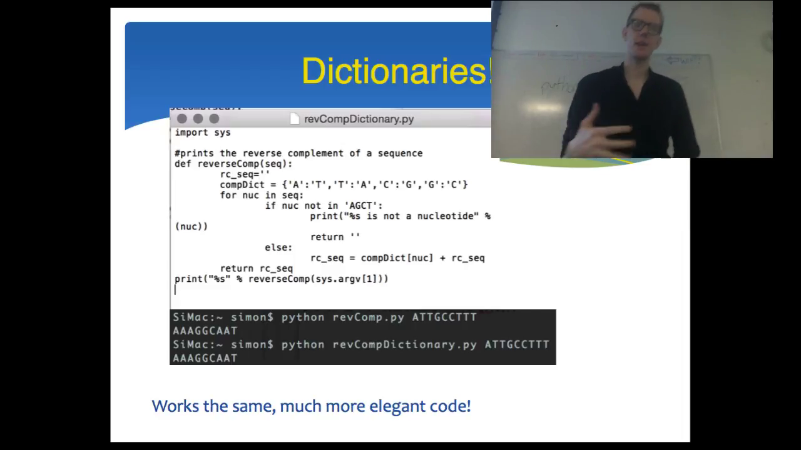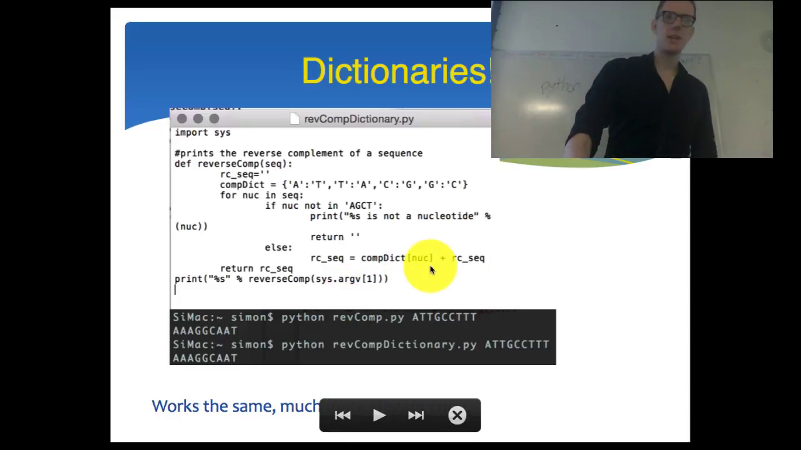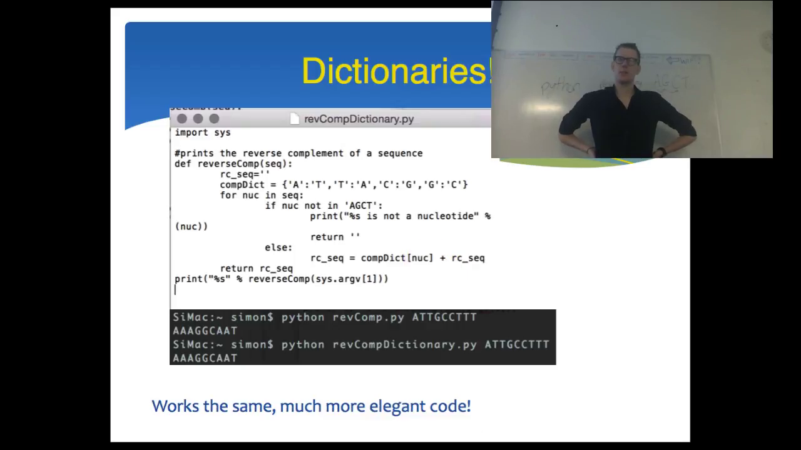So if nuc is A, it's going to go to the complement dictionary, look up the value associated with the key A, find that the value is T, and prepend T onto the beginning of our output string. And so that's it. We have changed the if, elif, elif, elif pile of code into a single line where we do the same thing for every nucleotide. We just put the value associated with it in the dictionary at the beginning of our output string.